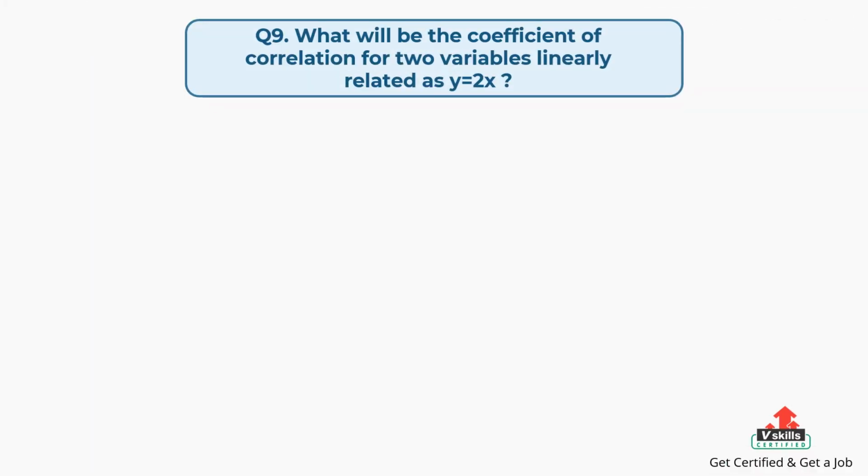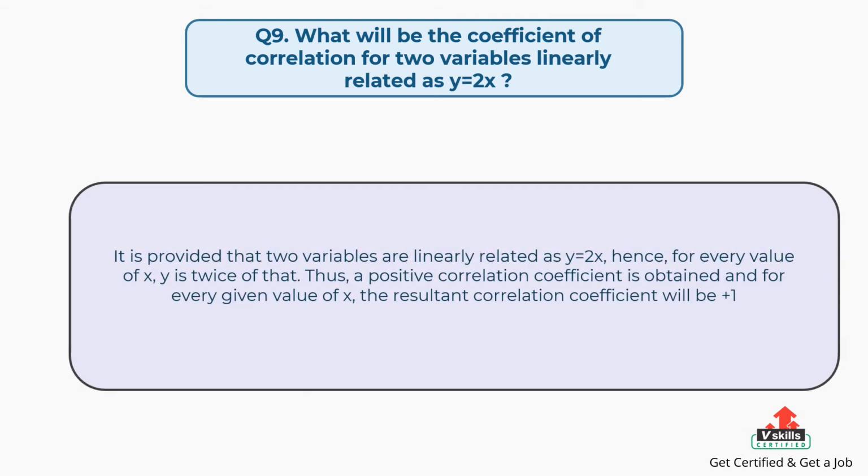Question number 9. What will be the coefficient of correlation for two variables, linearly related as y equal to 2x? The answer is, it is provided that two variables are linearly related as y equal to 2x, hence, for every value of x, y is twice of that. Thus, a positive correlation coefficient is obtained, and for every given value of x, the resultant correlation coefficient will be +1.